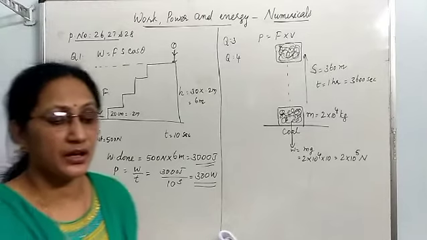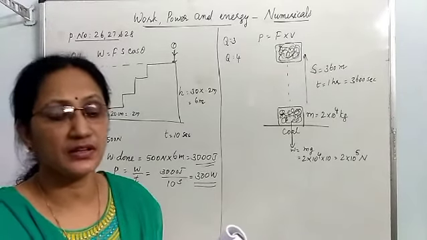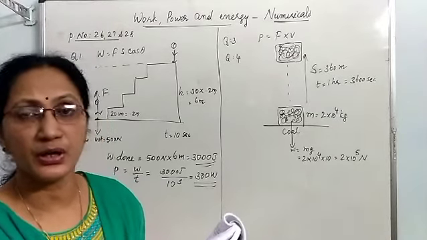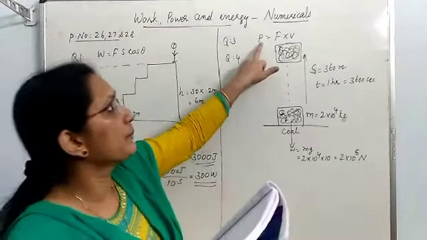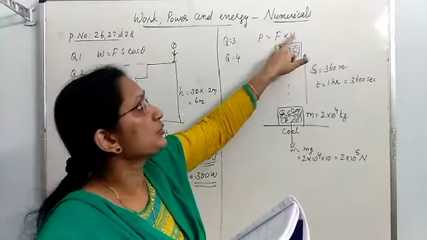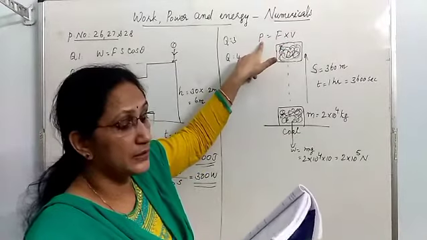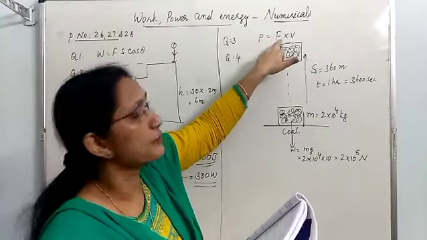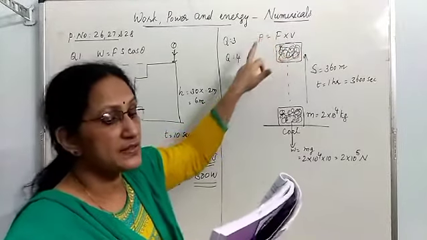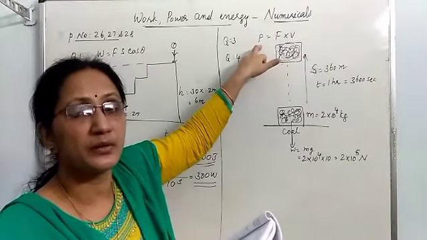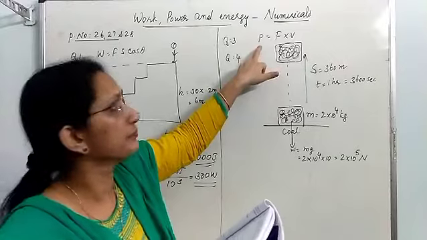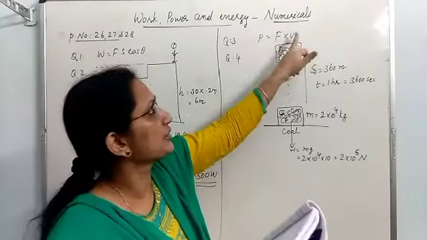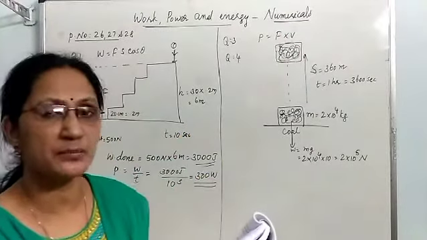Now, third question. If the power of a motor is 70 kilowatt, at what speed can it raise a load of 10 to the power 4 Newton? Here you have to use the formula: power is equal to force into velocity. Force is given, velocity V you have to find out. Power and force are given. Power is 70 kilowatt, 70 kilowatt means 70,000 watt. Force is given, 10 to the power 4 Newton. Then substitute in the formula and get the value of V. Simple question it is.